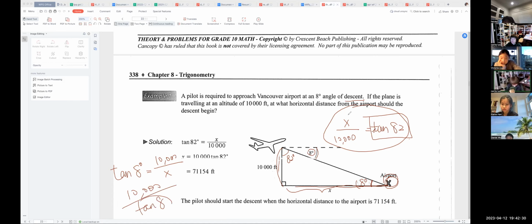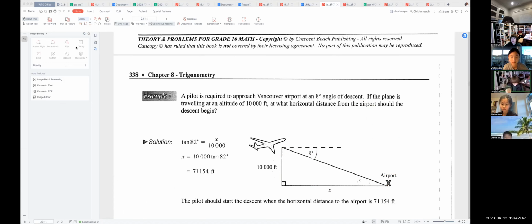So we try to keep the variable as the numerator. The calculator will be easier. Calculation will be easier. Understand, Harvey? Yeah, understand, Daniel? Okay, good.